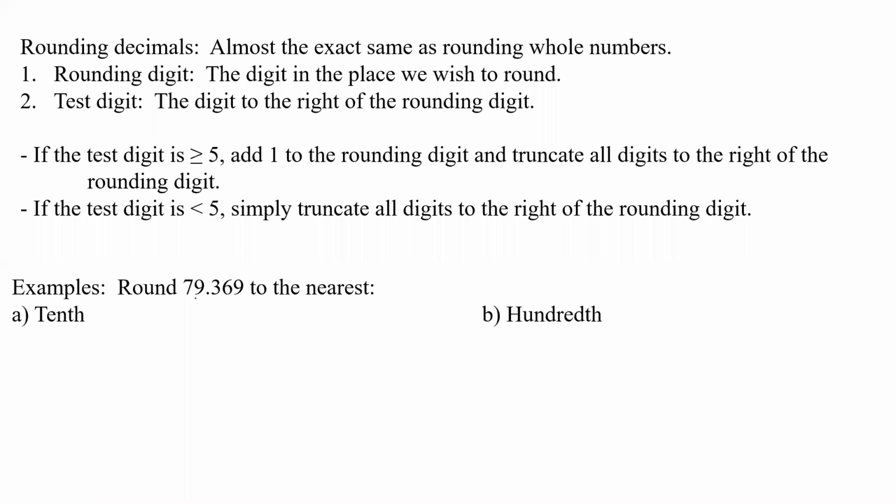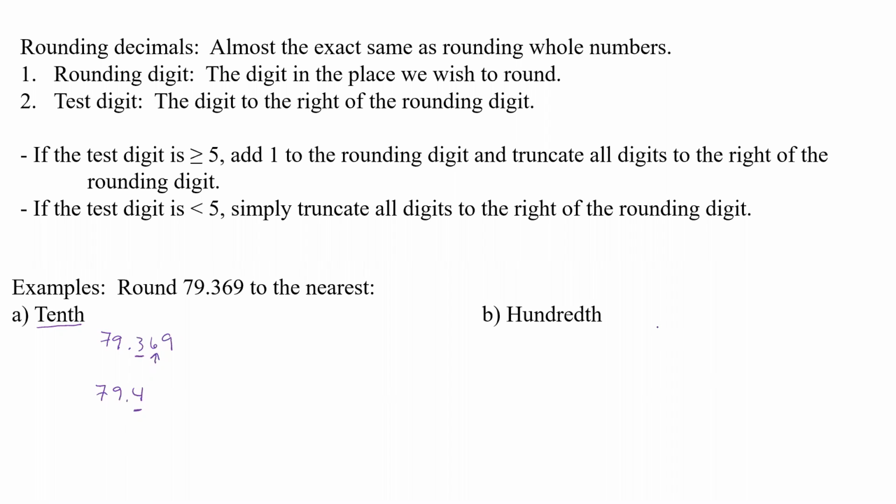So let's look at this one. Let's say we have 79.369 and we round that to the 10th. So that's to this position here. That's going to be our rounding digit. This is our test digit. So is 6 greater than or equal to 5? Yes. So that means we're going to round that up. And so it's going to be 79.4 and we're going to drop everything else after that. So what we've done is we've taken 79.369, rounded it to the nearest 10th, and that's what we have.